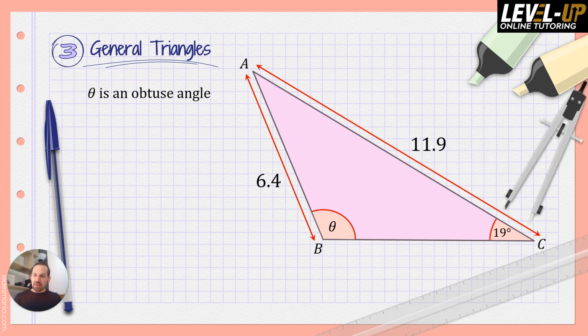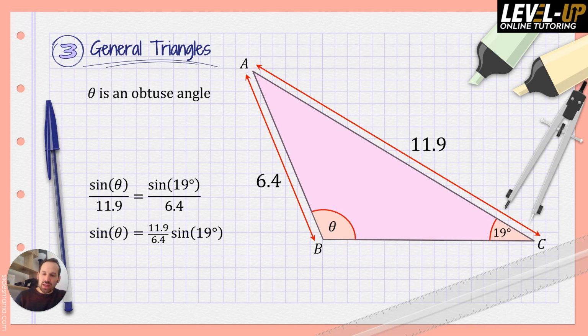Okay, what formula is that? Well, we can't use Pythagoras or SOHCAHTOA because that applies to right angles. We're just looking at the sine rule and the cosine rule. It's going to be the sine rule, isn't it? The sine rule takes two angles and two sides. So we just need to apply it in the right way. Sine theta over its opposite side, 11.9, is equal to sine 19 over its opposite side of 6.4. We can then rearrange this and solve to find theta.